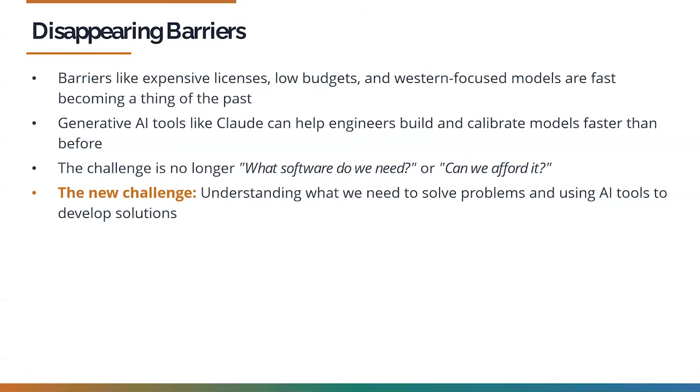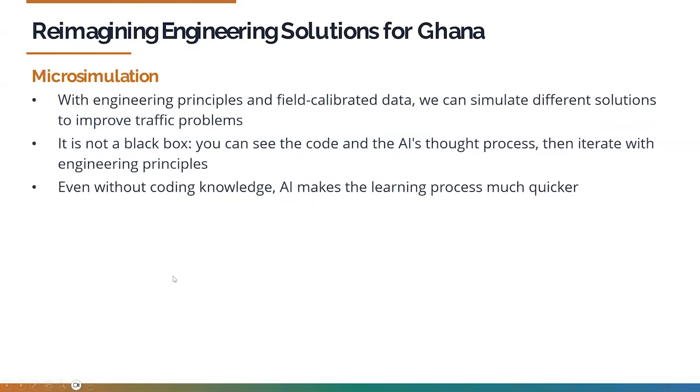Things like, what software do we need, and can we afford that software? The challenge now becomes clearly understanding the problem and using AI tools to systematically develop solutions. Now, building on this point, with some of the constraints out of the way, we now have the freedom to reimagine what engineering solutions for Ghana can look like.